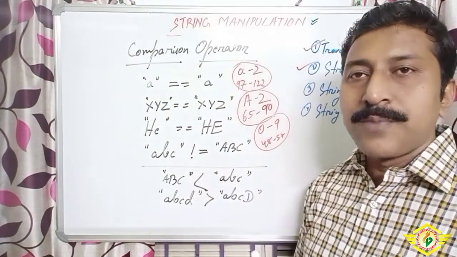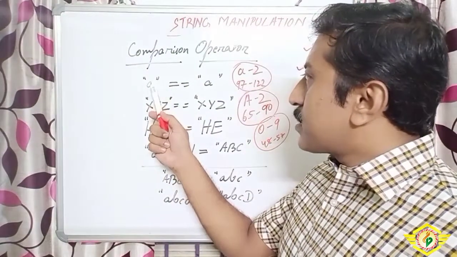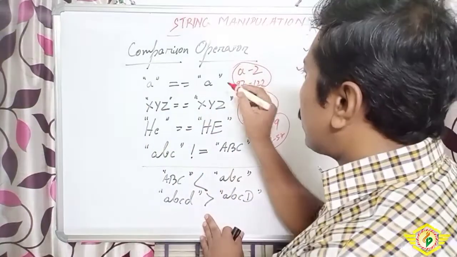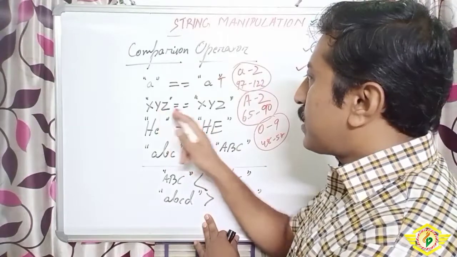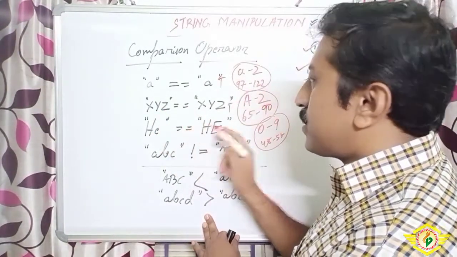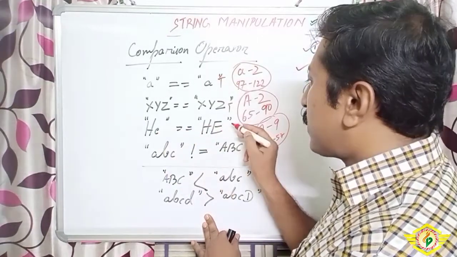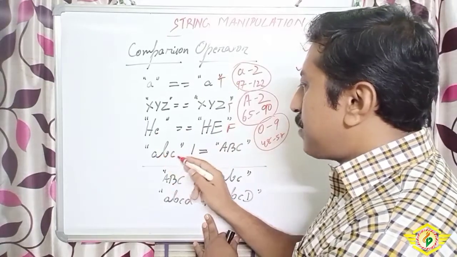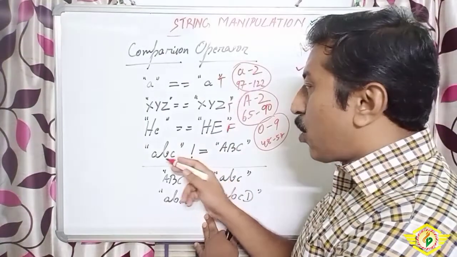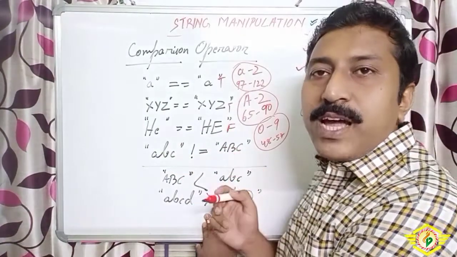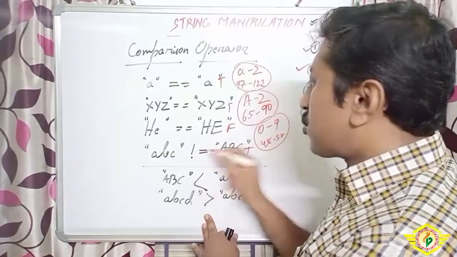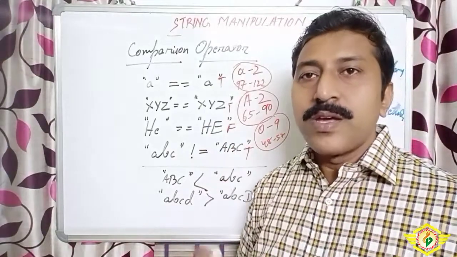You remember these things. So now we'll discuss. Now you see, example: 'A' is equal to 'A'. Yes, it is correct, so the output will be true. 'XYZ' is equal to 'XYZ', it is true. 'HE' is equal to 'He', but this E is small and this one is capital, so it will be false. Small 'abc' not equal to 'ABC' is correct, because small abc is different from capital ABC, as I have already told you it is case sensitive. So now it will be true. It is not equal, yes, it is true.